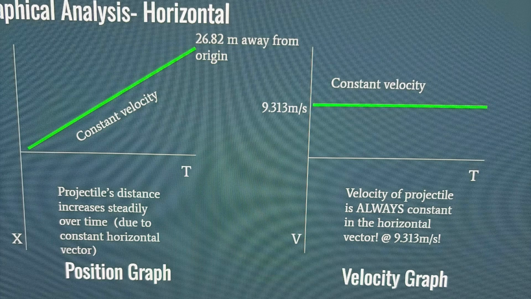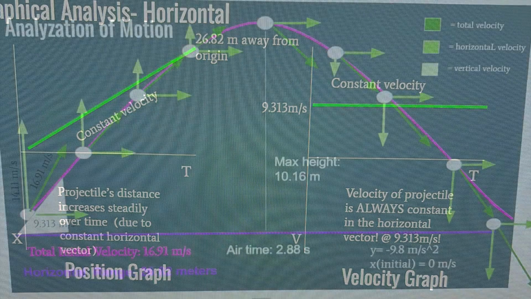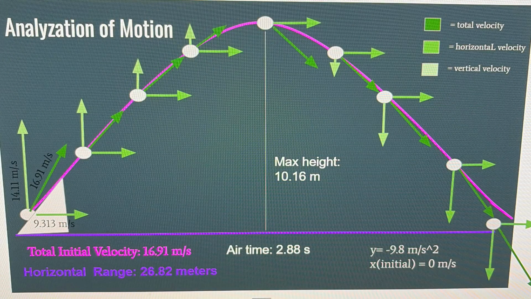And then for the velocity graph, it remains the same because obviously the velocity is constant, so it remains at that 9.313 meters per second the entire time and does not change, assuming there's no forces acting upon it, such as air resistance. And then finally, to touch on velocity vectors a little bit, you can see, as I stated in the last section, that the horizontal velocity vector remains the same size the entire course of the motion. This is because there's no forces acting upon it, assuming there's no air resistance, and gravity.